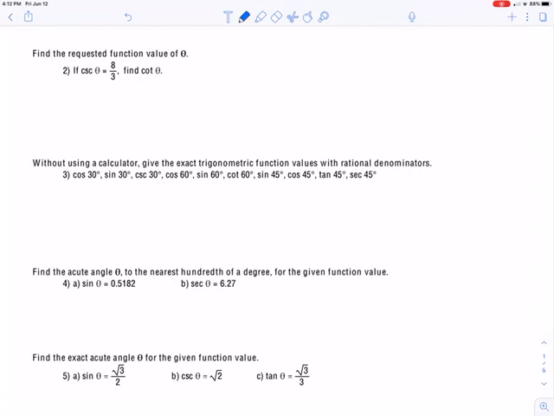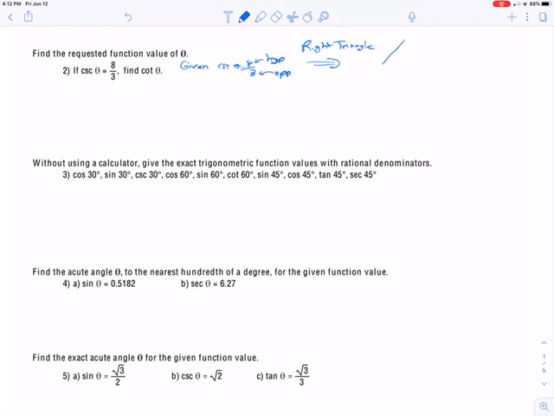So remember with cosecant, again, we're given cosecant of theta, value of 8/3. Remember, that would be hypotenuse over opposite, the reciprocal of sine. So let's go ahead and draw our right triangle, given that function value.